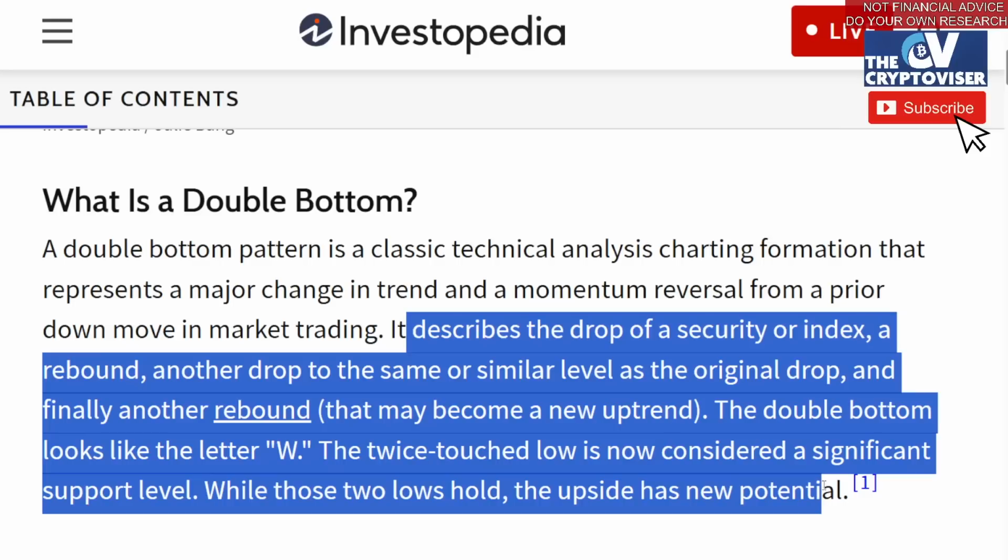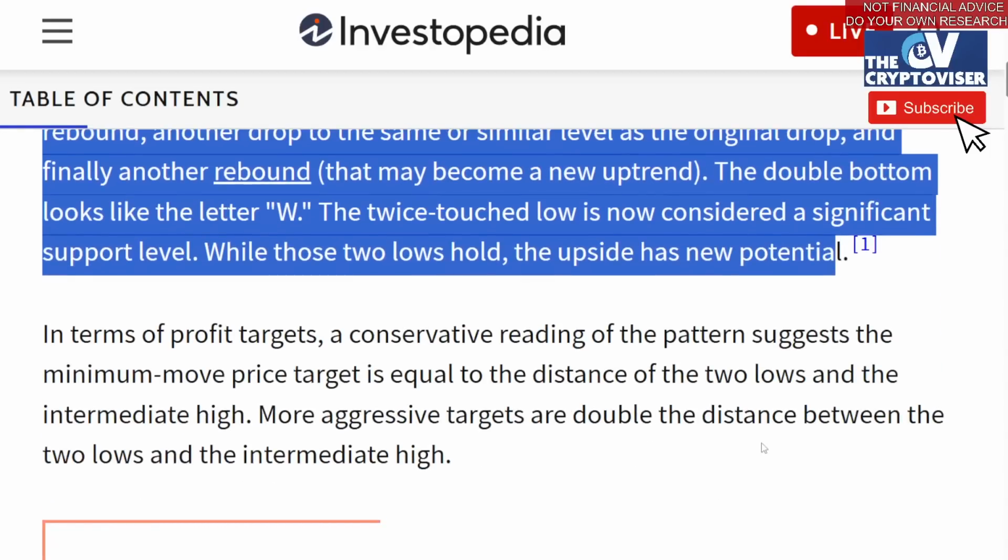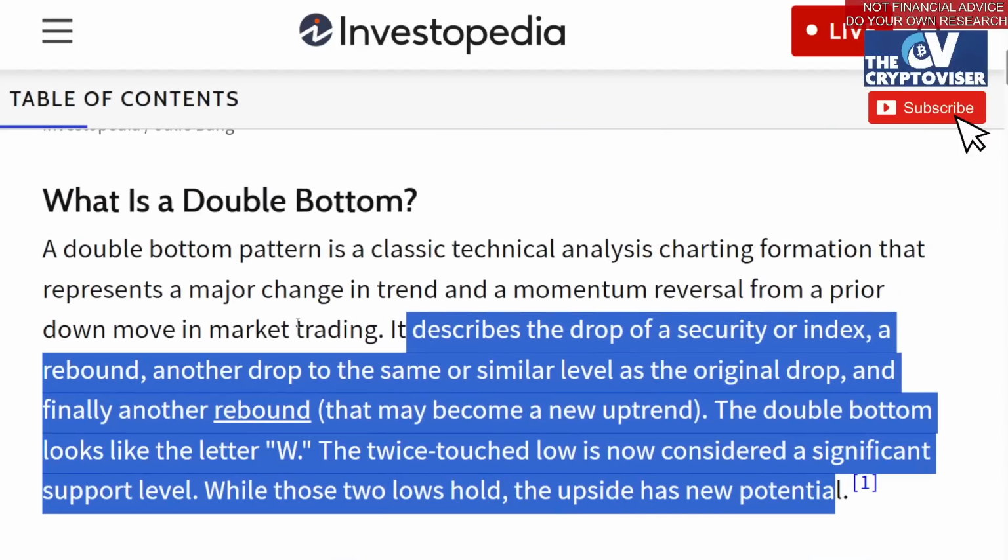The double bottom looks like the letter W. The twice touched low is now considered a significant support level. While those two lows hold, the upside has new potential. In terms of profit targets, a conservative reading on the pattern suggests the minimum move price target is equal to the distance of the two lows and the intermediate high. More aggressive targets are double the distance between the two lows and their intermediate high. So hopefully that explained what a double bottom is.